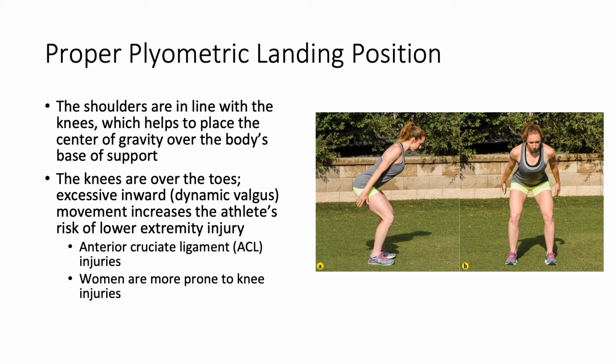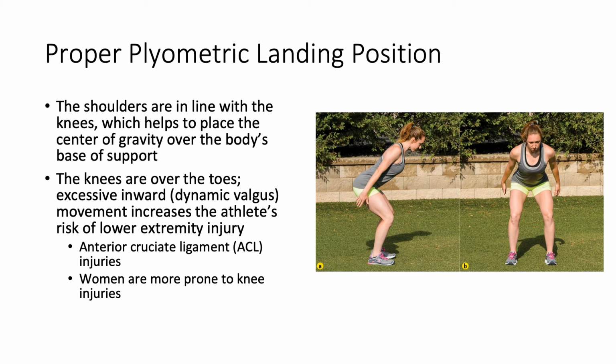Here we can see on the figure to the right the proper plyometric landing position. If you look from the side view, the shoulders should be in line with the knees, which helps to place the center of gravity over the body's base of support. When you are looking from the frontal view, the knees should be over the toes.